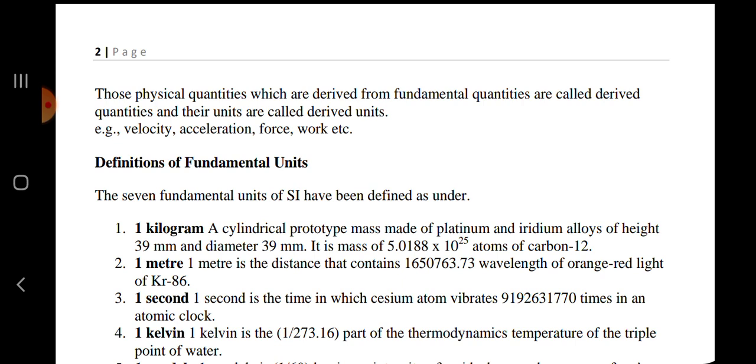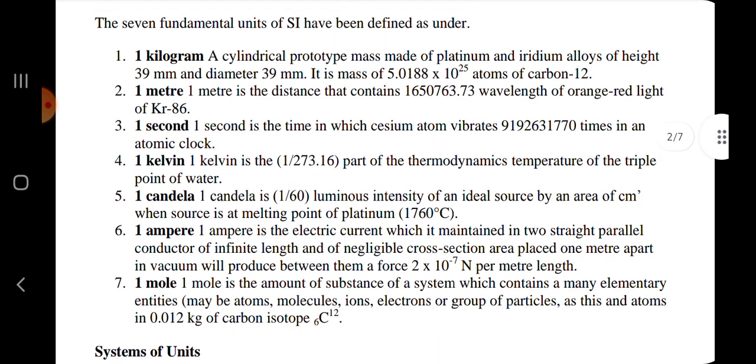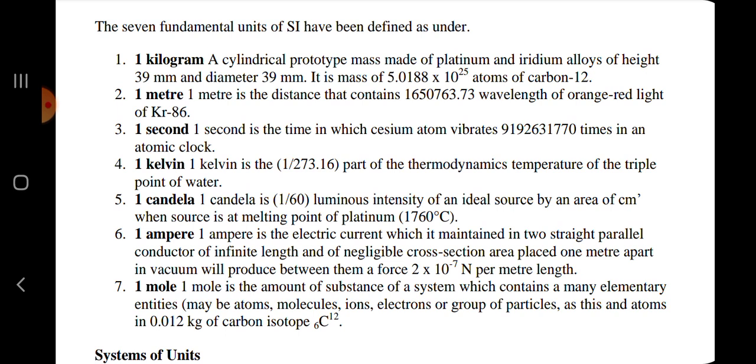Definition of fundamental units. The 7 fundamental units of SI have been defined as under. 1 kilogram: a cylindrical prototype mass made up of platinum and iridium alloy of height 39 mm and diameter 39 mm. It is the mass of 5.0188 × 10^25 atoms of carbon-12. 1 meter is the distance that contains this much wavelength of orange-red light of Kr-86.